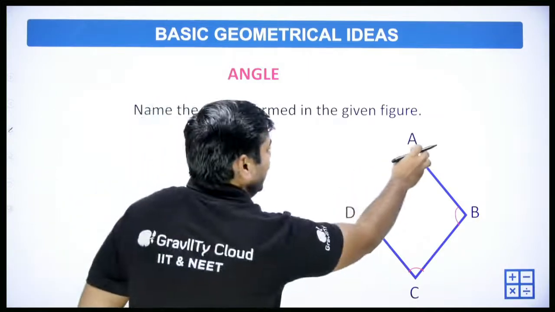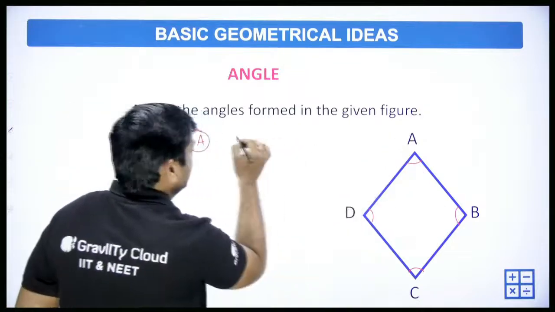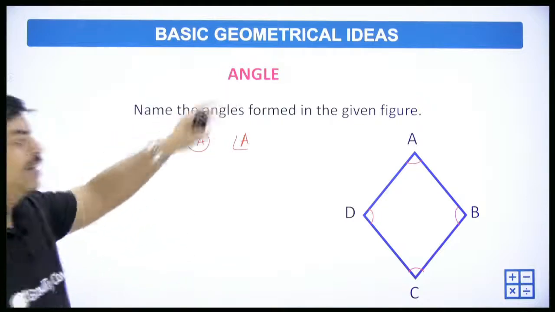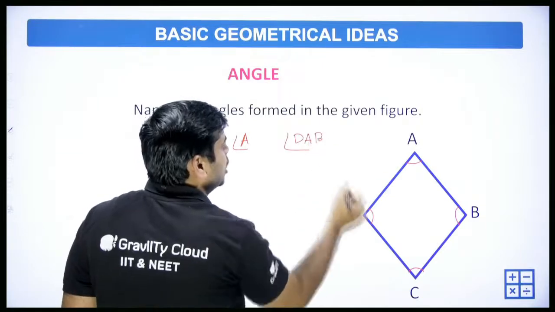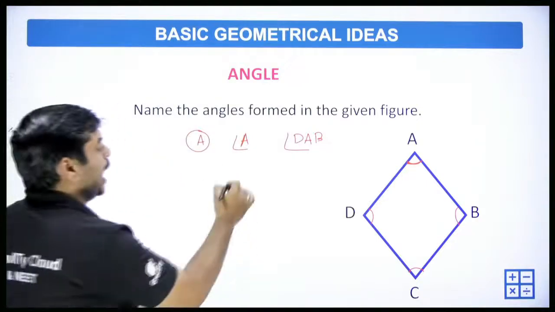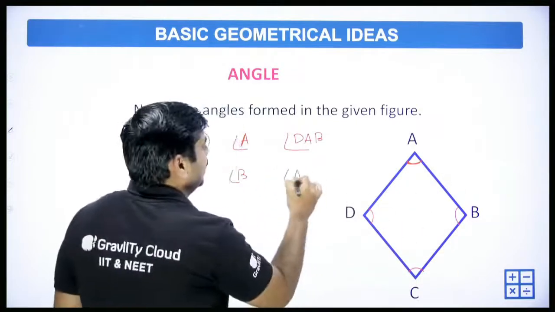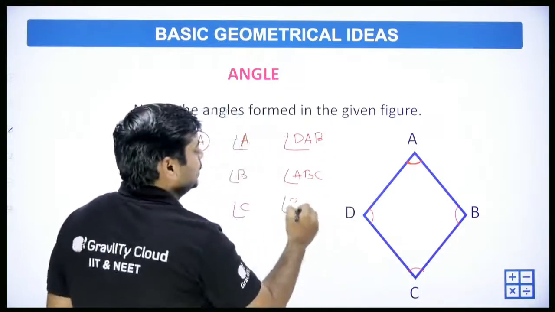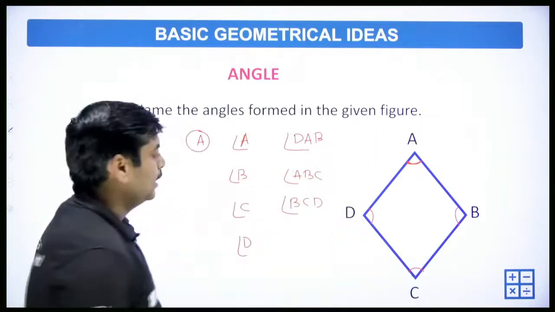So for angle A, if you want to represent it, we represent it as angle DAB. You can write angle A, even this is correct, but more significantly, we write starting from D, then meeting A, and then meeting B. So DAB is the angle you are talking about. In the same way, angle B we represent as ABC, angle C as BCD, and angle D as CDA.